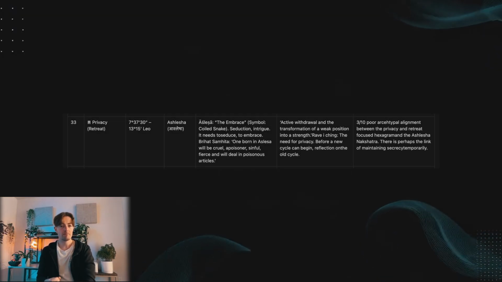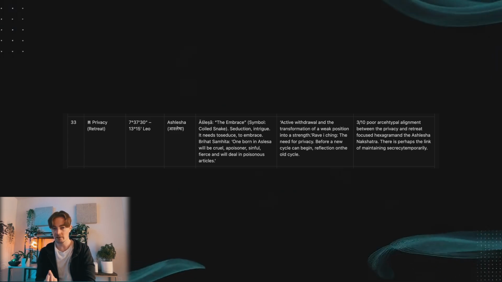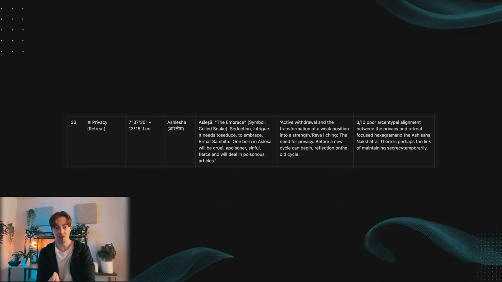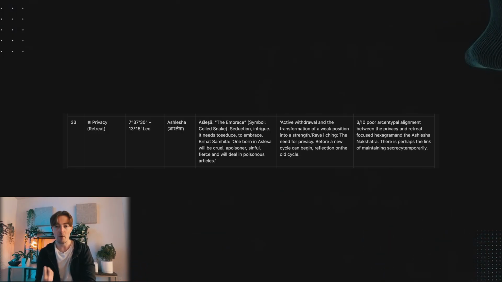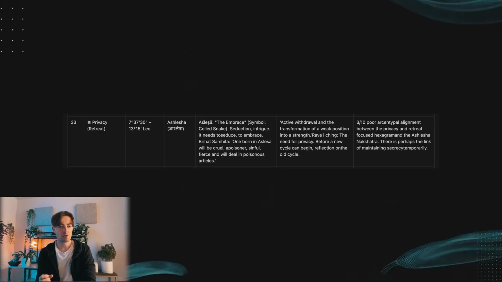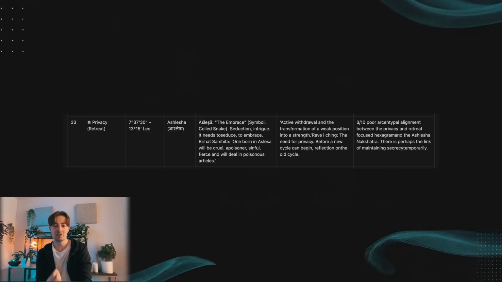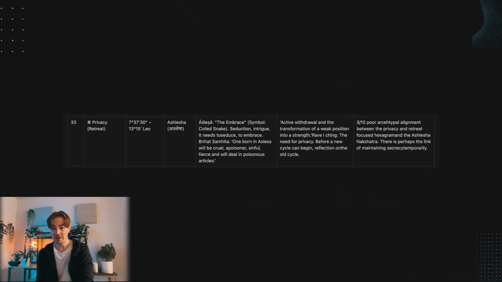Gate 33, privacy, the gate of retreat, going from about 7 degrees to 13 degrees of Leo. We're firmly in the Ashlesha Nakshatra here. The Ashlesha Nakshatra being the coiled snake, seduction, intrigue, seduce, embrace. So my notes for gate 33, privacy, retreat, active withdrawal, and the transformation of a weak position into a strength. From the Ra Uru Hu, the need for privacy. Before a new cycle can begin, reflection on the old cycle.